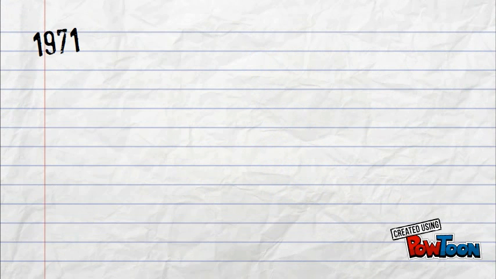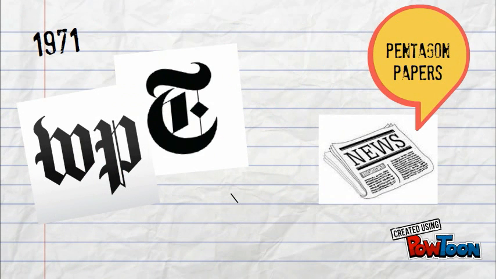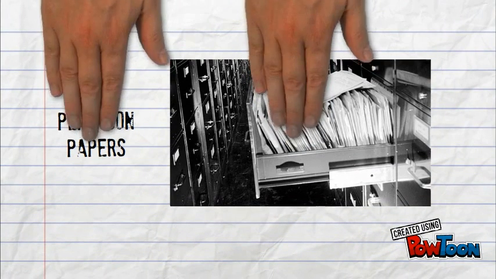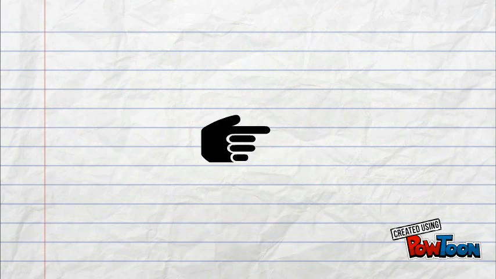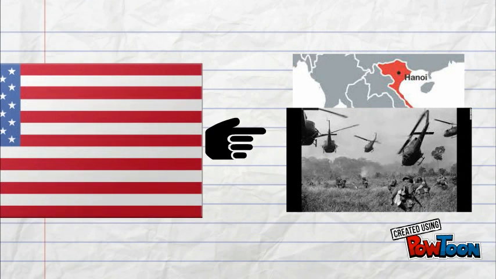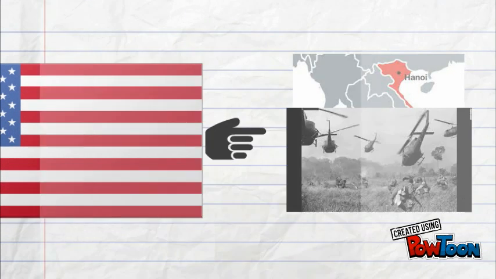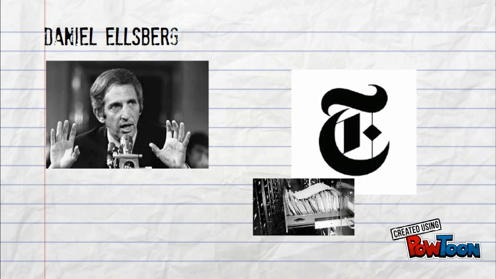In 1971, the New York Times and Washington Post released articles which were based off of the Pentagon Papers. The Pentagon Papers refers to a 7,000-page document which outlined the United States' involvement in the Vietnam War. These papers showed that the U.S. played a much larger role in the Vietnam War than the government had previously told the public. Daniel Ellsberg, the United States military analyst at the time, leaked the Pentagon Papers to the New York Times and other news sources, which enabled them to write the article.